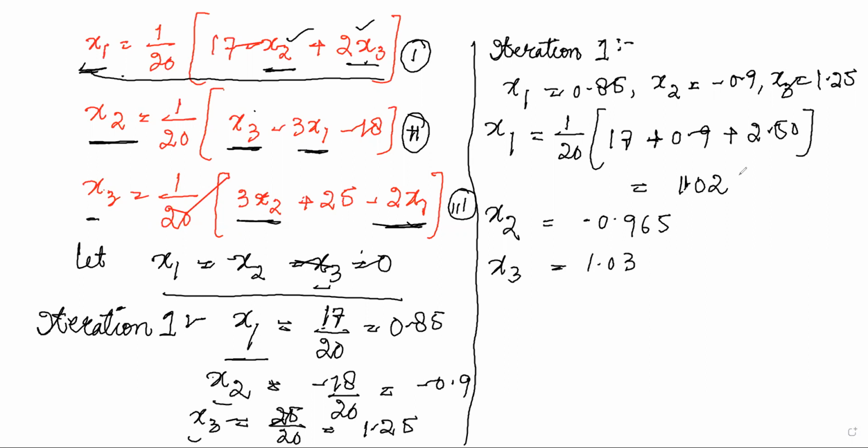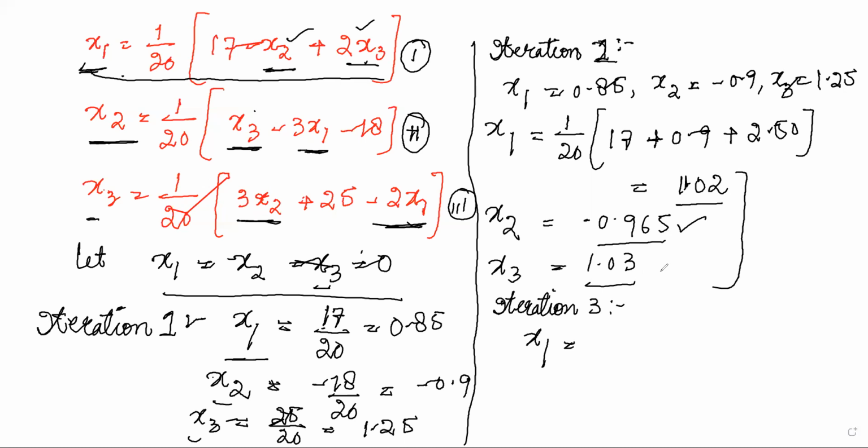Now these values of x1, x2, and x3 will take you to iteration 2. Oh, sorry, iteration 2 is here. Now we'll go to iteration 3. In iteration 3, we will say our x1 is 1.02, x2 is minus 0.965, and x3 is 1.003. Again obtain the value of x1 using this value of x2 and this value of x3, substituting in equation 1.